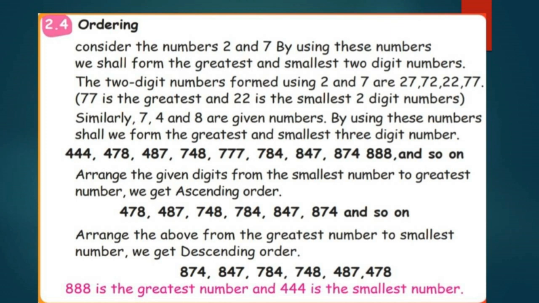Similarly, we go for 3-digit numbers. Shall we take another 3 numbers? For example, 7, 4 and 8. By these numbers shall we form the greatest and smallest 3-digit number. 444, 478, 487, 748, 777, 784, 847, 874, 888 and so on.